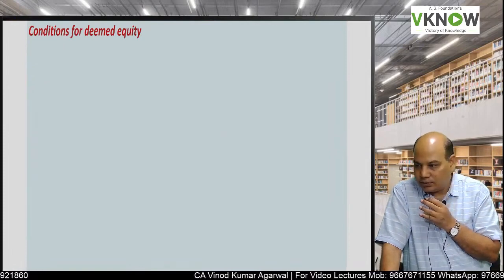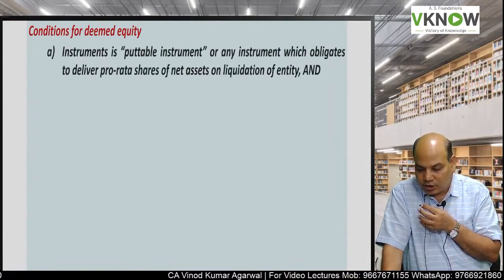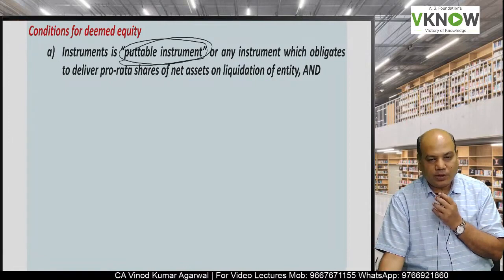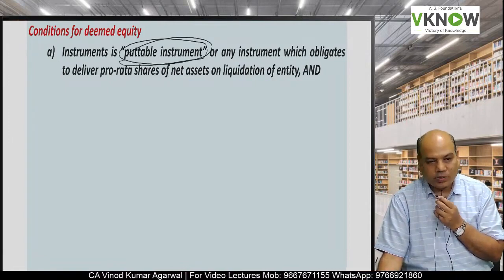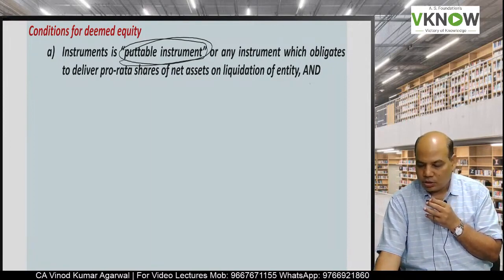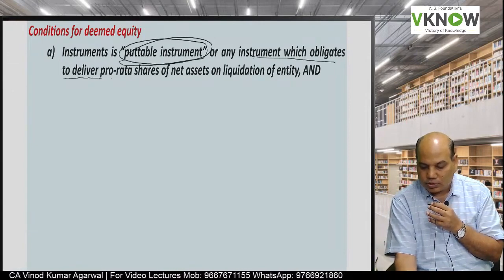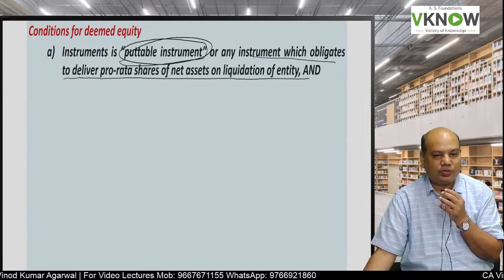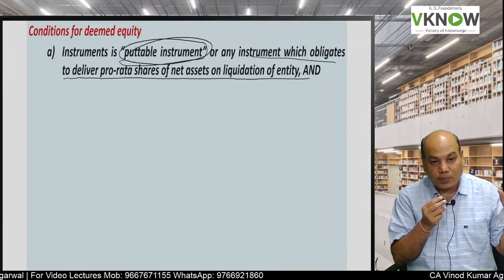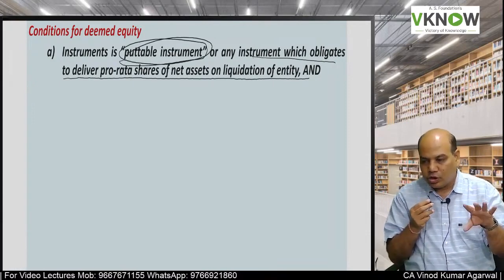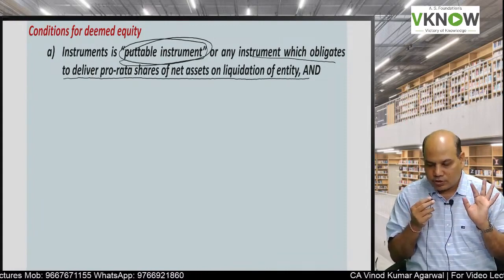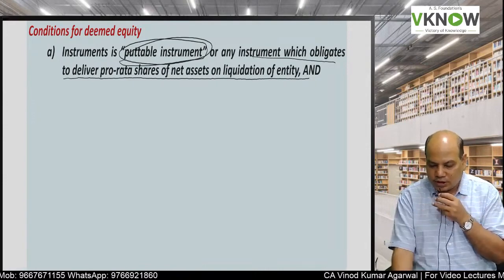So for example, we'll discuss after some time the conditions for deemed equity. Putable instrument. What is a putable instrument? The investor can surrender the bond before maturity and can get cash. That is a putable instrument. Or an instrument which obligates to deliver pro rata share of net asset on liquidation. That means the holder of the instrument will get pro rata share in net asset, but at the time of liquidation. So he is getting cash also, but that cash is paid at the time of liquidation. Such instruments are treated as deemed equity.